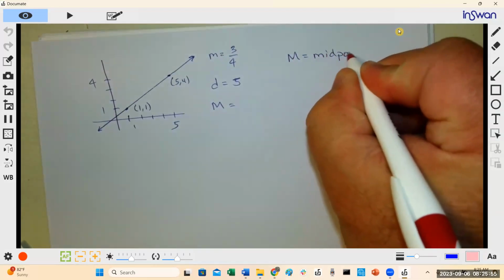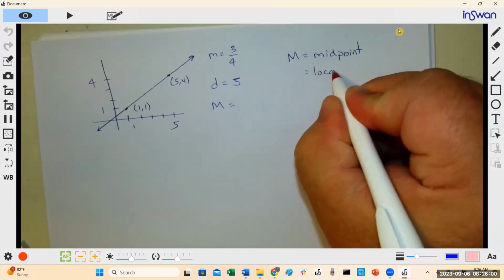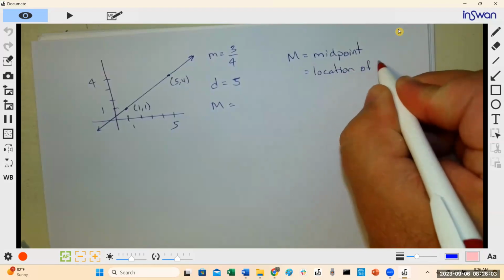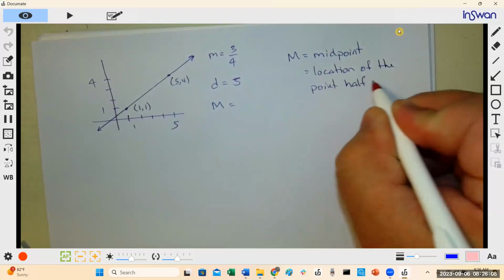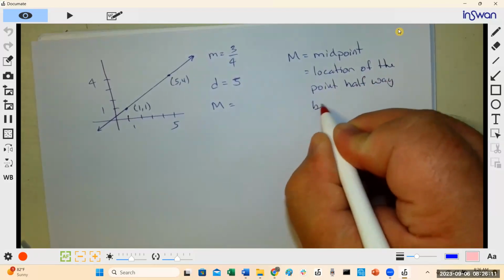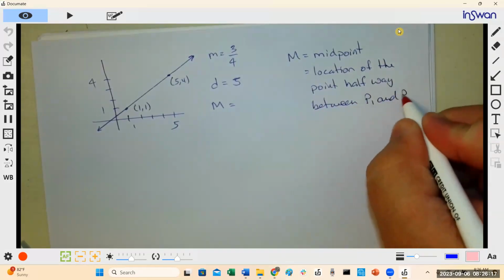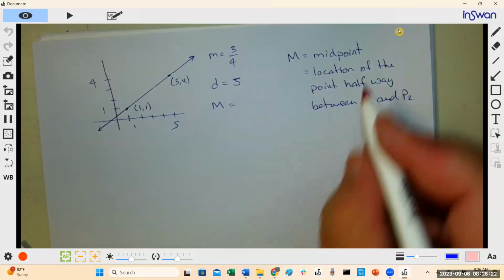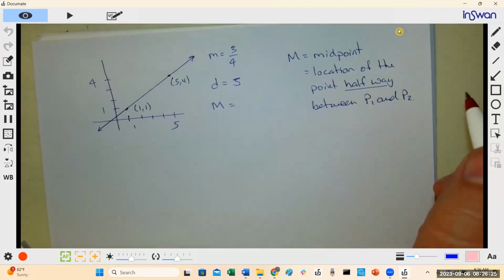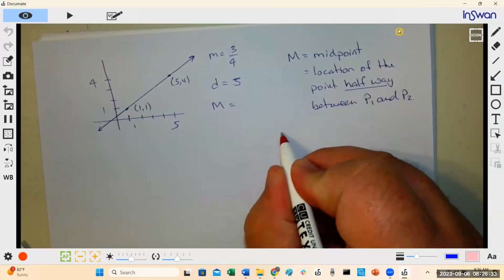Another one we could find is called the midpoint. It's the location of the point halfway between point 1 and point 2. Halfway, that's the hint. How do we find halfway?